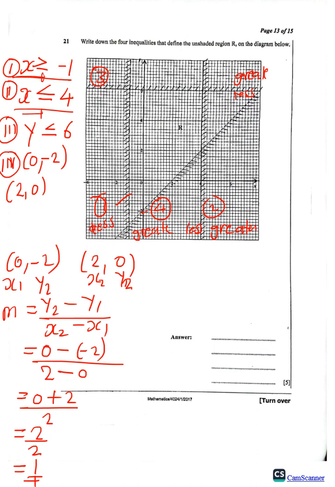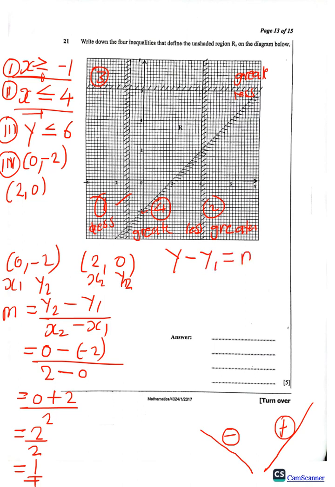So for a line that slants like this, the gradient is always positive. Then for a line that is slanting this way, the gradient is negative. So we have a positive one, so we are okay. Now let's proceed by finding the equation of this particular line.